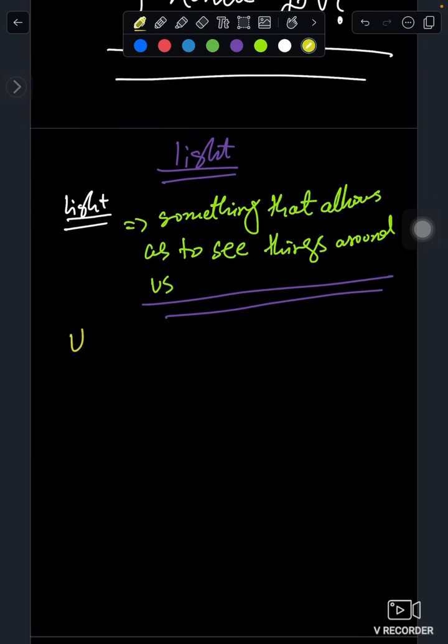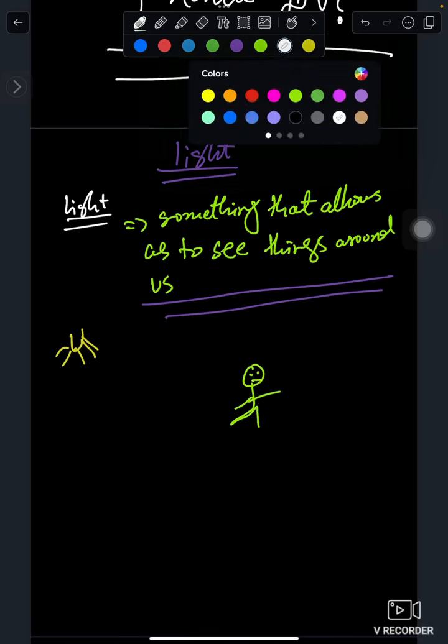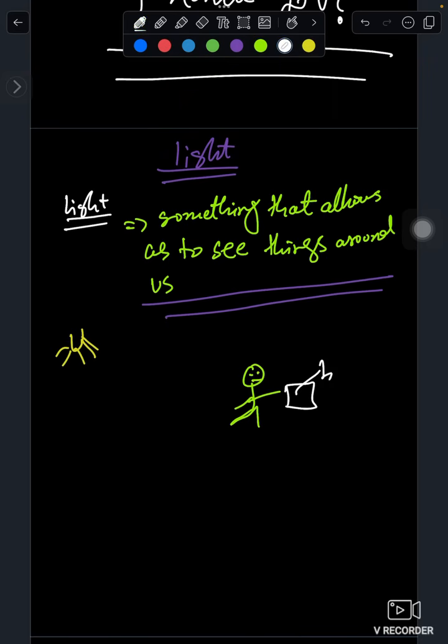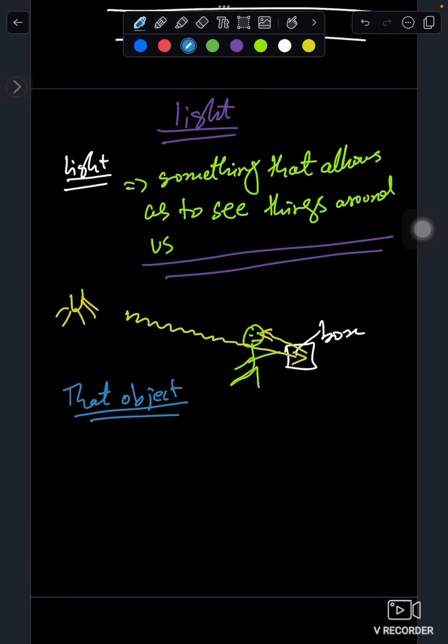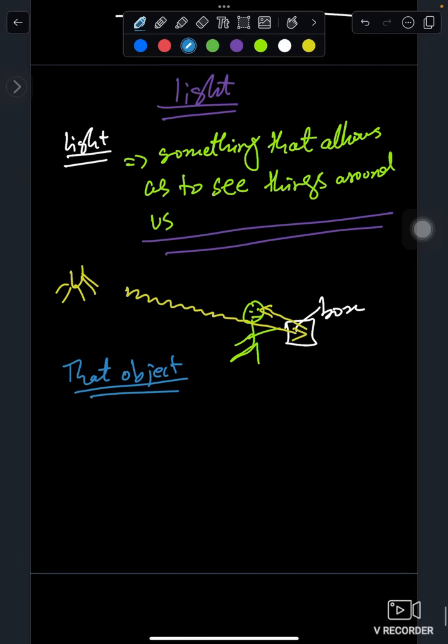So imagine this is a bulb, and there is someone over here, and he has to see something, this box. Till the light doesn't reflect off that box and reach that person's eyes, he won't be able to see that object. So the concept that people say, that when light travels to your eyes you see the object, that's wrong.